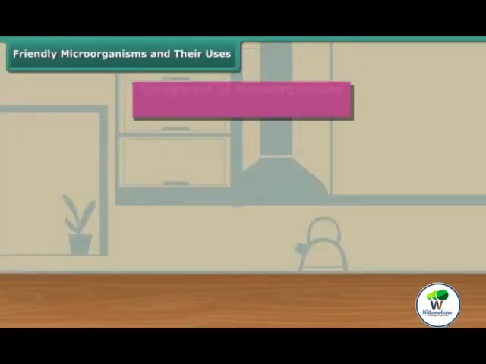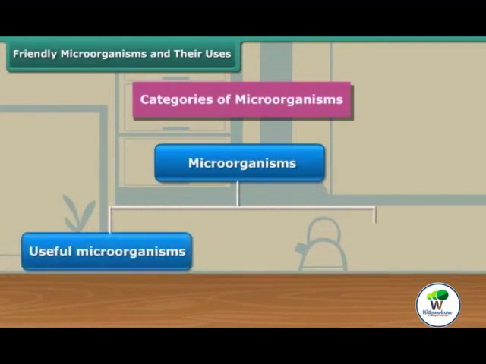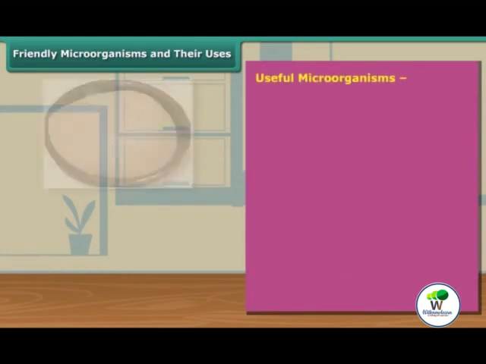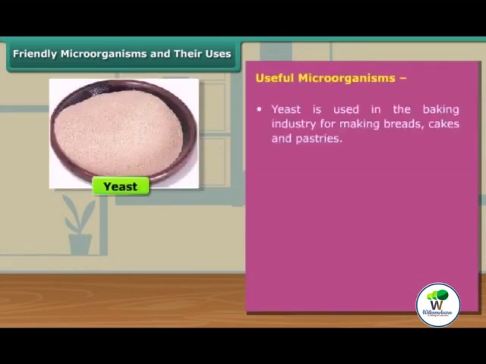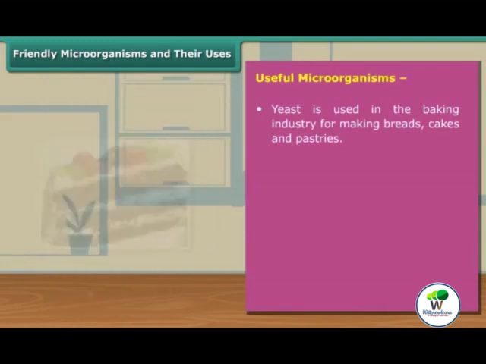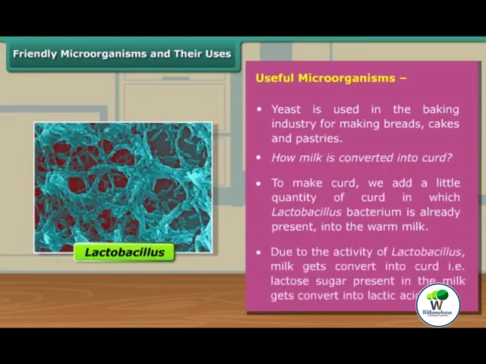Dear students, these microorganisms are broadly categorized into useful microorganisms and harmful microorganisms. Now we discuss the friendly activity of microorganisms in detail. One such friendly microorganism is yeast. Yeast is used in the baking industry and in our homes for making breads, cakes, and pastries, etc. The bacterium Lactobacillus is useful to make curd from milk.